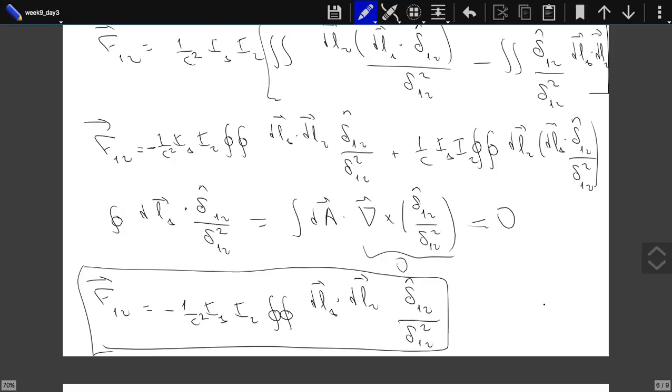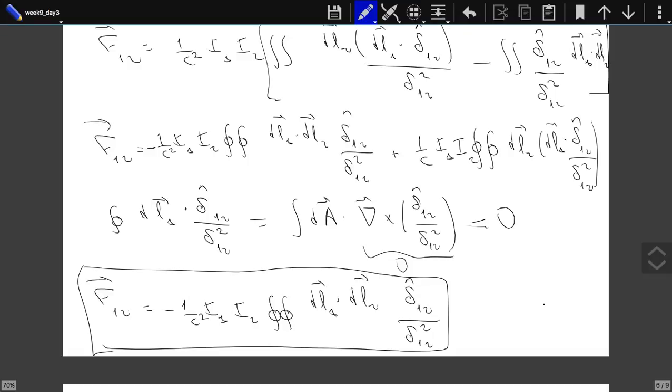So it is 1 over c squared. Well, the magnetic induction produced by one of the loops is proportional to 1 over c. The force that the other one feels in this magnetic induction is also proportional to 1 over c. So we have that factor of 1 over c squared. And the magnetic induction will be proportional to the current. The force that the other loop will feel will be proportional to its current. So that's why we have this I1 times I2.